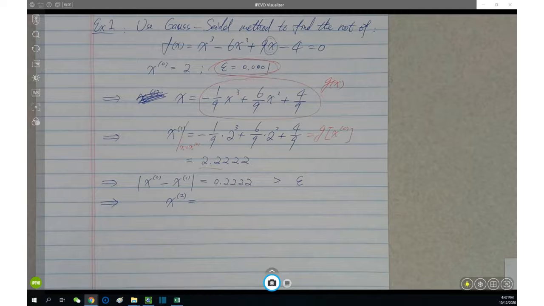The error for x8, isn't it 0.00115, which is less than the error tolerance? 0.00115 is still greater than the accuracy epsilon. That's why it's 9, right? Exactly. Okay. Exactly right.